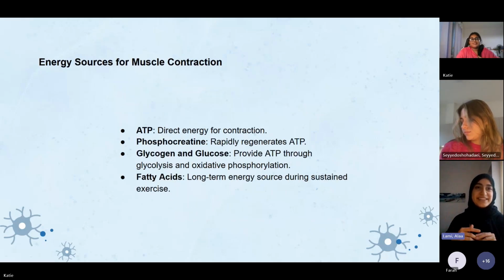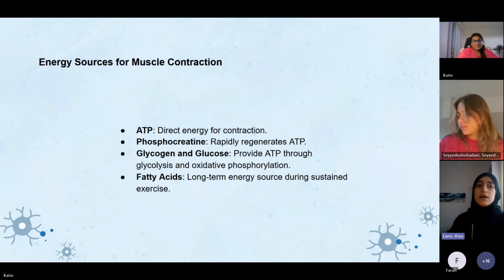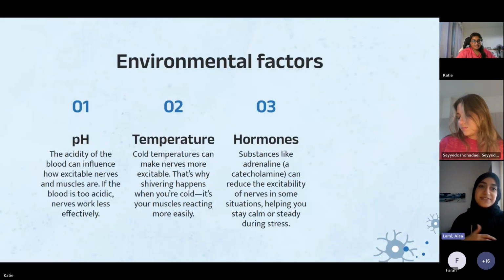Okay, so energy sources for muscle contraction. I think we already know this, but just a quick recap. So ATP, phosphocreatine, glycogen and glucose, and fatty acids. All of them can be used as energy sources for muscle contraction, because obviously muscle contraction is an active process and it needs energy.